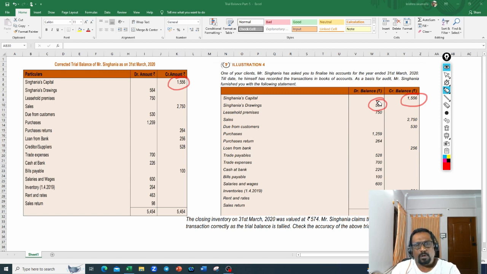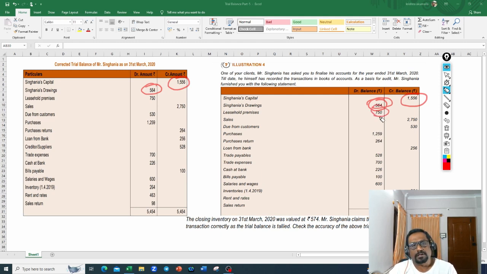Drawings is nothing but what the proprietor is supposed to pay to the business, because he has withdrawn that amount from the business. That means the proprietor has to pay this amount. So it is an asset to the business, and all assets are debit balances. So it is shown on the debit side of the trial balance. So it is correct. So this is also correctly mentioned. 564 is also correct. Next, leasehold premises 750 they have given here.